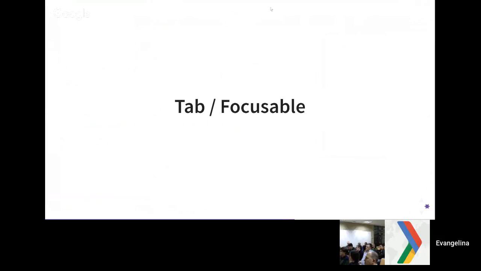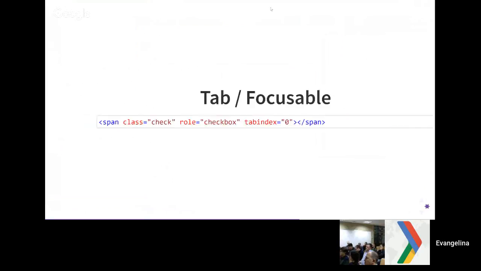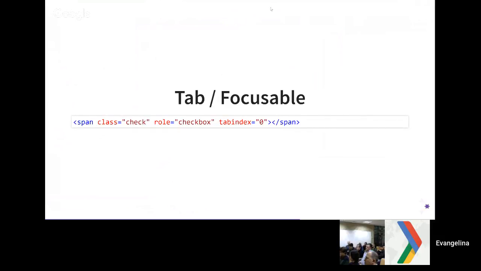Second, we need to make it focusable by using the tab key on the keyboard. To make this focusable, we can add a tabindex of 0. Not all elements are focusable by default. Most of the time, we can find focusable elements such as links or form elements. But if we use a span, the span is not focusable, and we need to make it so. So by adding tabindex 0, we make it part of the tab order, and now we can tab through it.